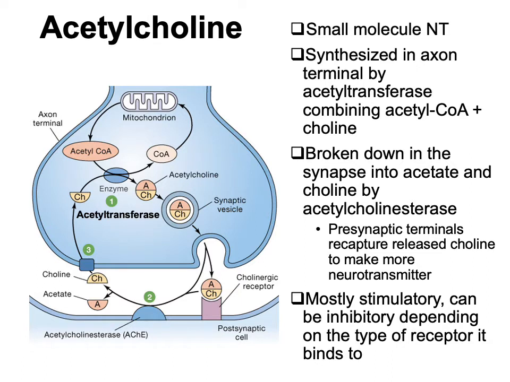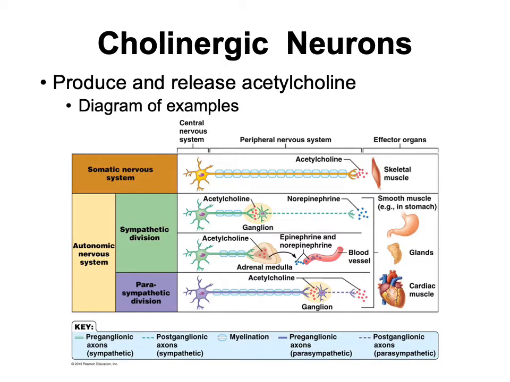And the presynaptic terminal will recapture the released choline and use it to recycle or make more neurotransmitters. It is mostly stimulatory, but it can be inhibitory depending on the type of receptor that it binds to. Cholinergic neurons. All neurons that produce and release acetylcholine are cholinergic neurons.